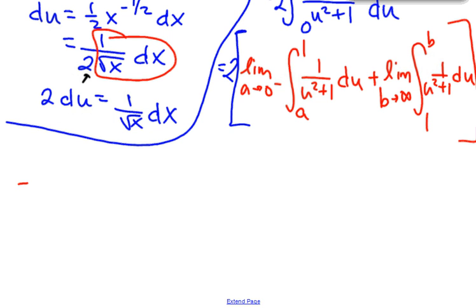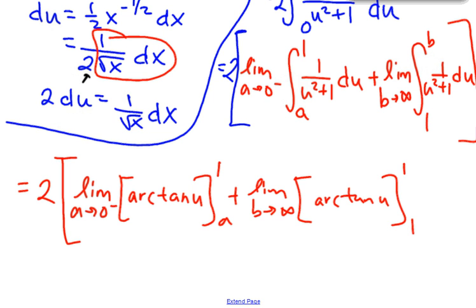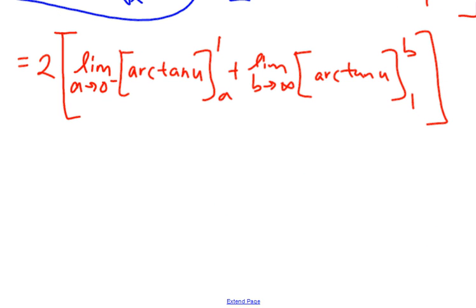Okay, so now when we integrate, we're going to just simply have arctangent of u. So we have the limit as a approaches 0 from the left. Now remember, since my limits didn't change, I can keep it in terms of u. So that's going to be the limit of arctangent of u from a to 1, plus the limit as b approaches infinity of arctangent of u from 1 to b. Okay, all right, and so now hopefully we're pretty good with arctangent. So I'm going to go ahead and pause it. You figure out the rest on your own, see if you get the same answer as me.